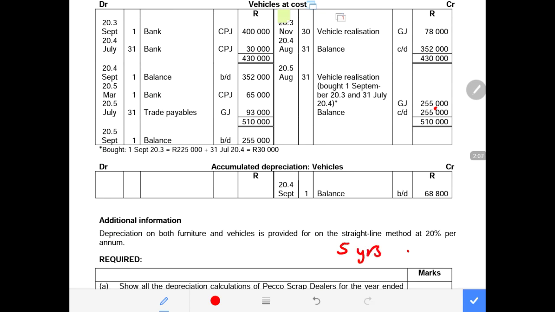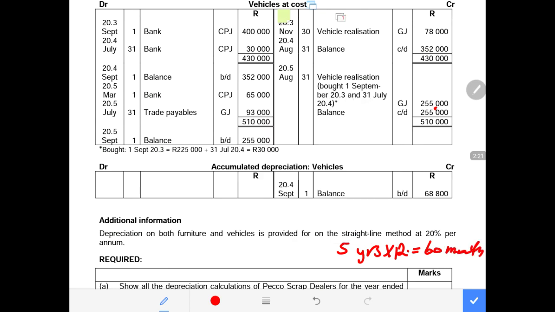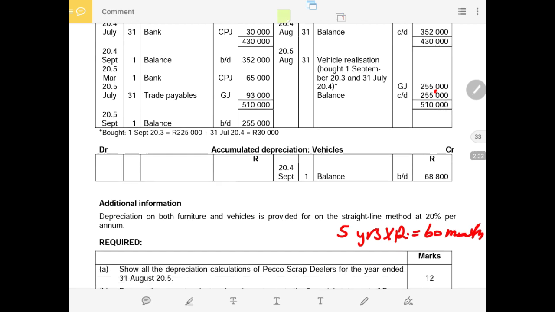I just want to say this beforehand: 5 times 12 will give us the total number of months in 5 years. 5 times 12 is equal to 60 months. I'm doing this because I will need it further in my calculation of the total accumulated depreciation for the period the asset was in the business up until the day it was sold.